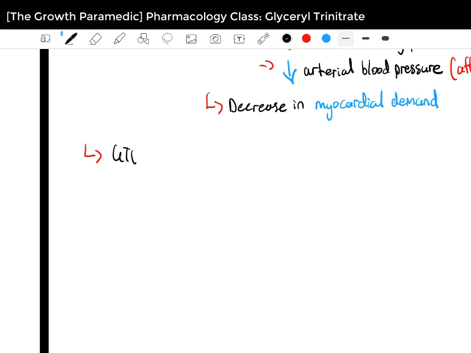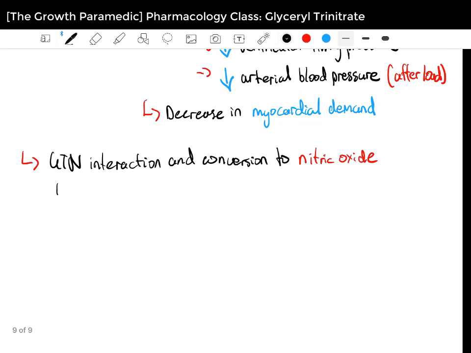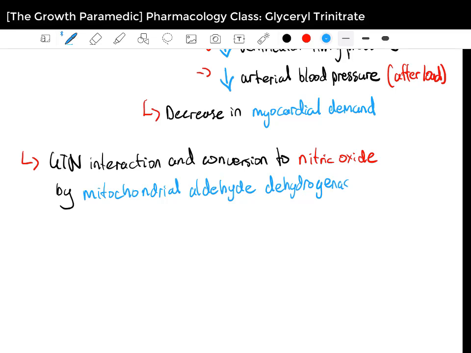So GTN's interaction and conversion to nitric oxide, and this is by mitochondrial aldehyde dehydrogenase. Oh, there's always a tongue twister. Never really like saying that. But that's just one thing.